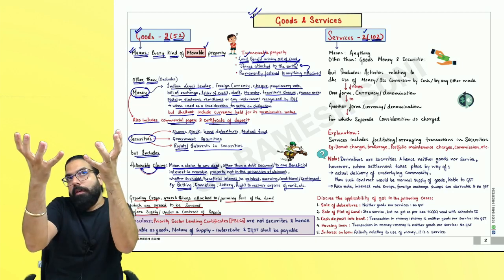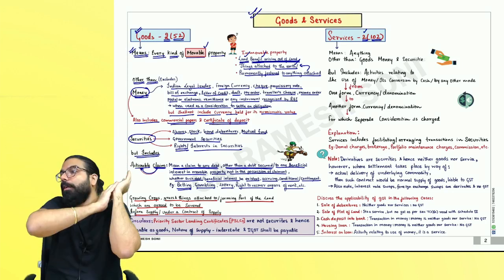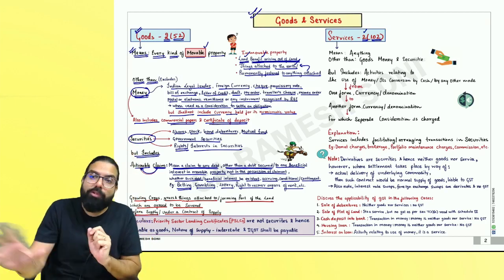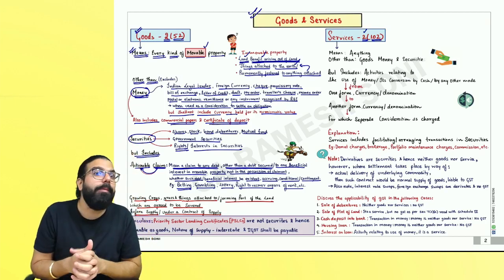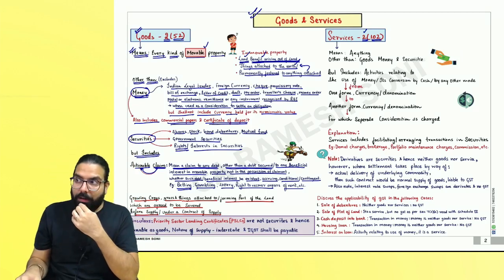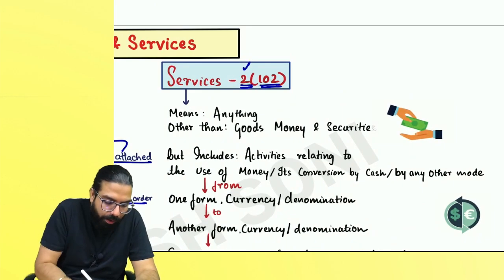Then AC attached to the building. Immovable. Immovable means not goods. AC detached to sell it. Movable. Movable means goods. I hope everyone 100% got the meaning. Pakka? Okay, next. Come to the right side.